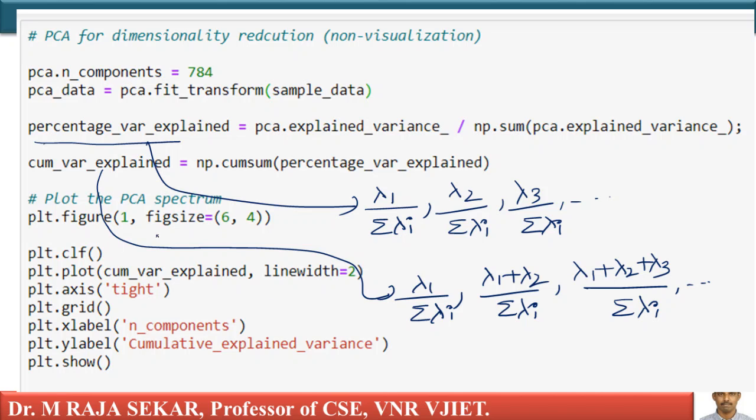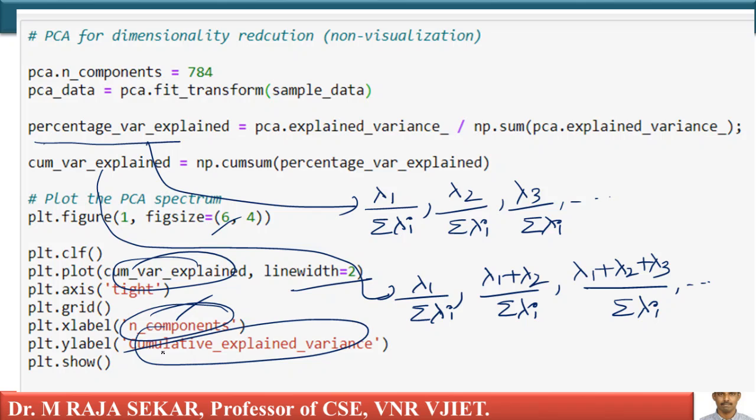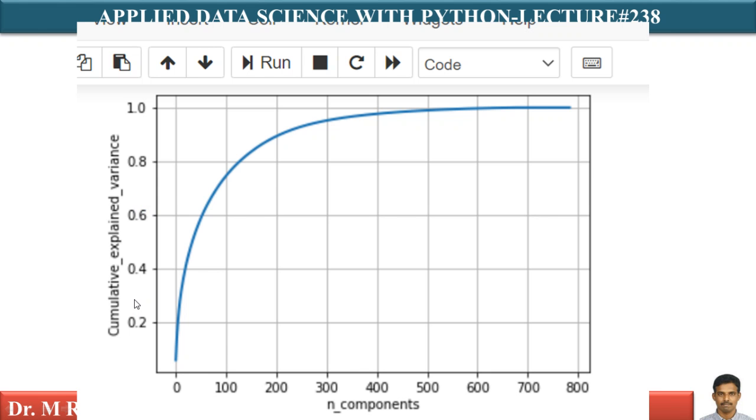Figure size and all these things I discussed in my data visualization classes. I am plotting this cumulative variance with a line width of 2 pixels. My x label on the x-axis is number of components, and on the y-axis I am taking cumulative_explained_variance. Now we will plot this graph so that you can understand the significance.